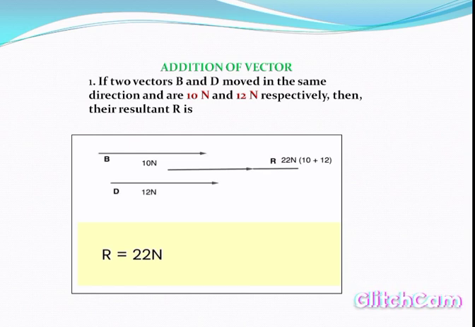This can be compared to two persons trying to drag a table. We have two people who are trying to drag a table. If they drag the table in the same direction, then they are going to move the table in the same direction they are pulling the table.